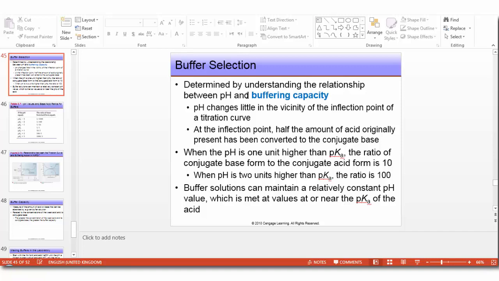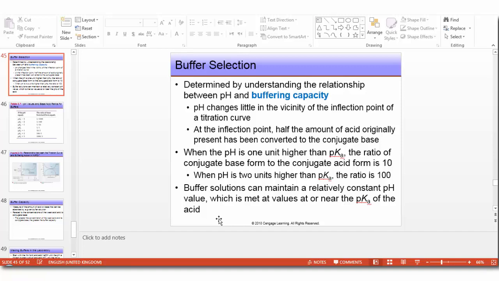Buffer selection is determined by understanding the relationship between pH and buffering capacity. Now, pH changes little in the vicinity of the inflection point of a titration curve. At the inflection point, half the amount of acid originally present has been converted to conjugate base, as we saw. So when the pH is 1 pH unit higher than pKa, the ratio of the conjugate base to the acid is 10, and when it is 2 pH units higher, the ratio is 100.